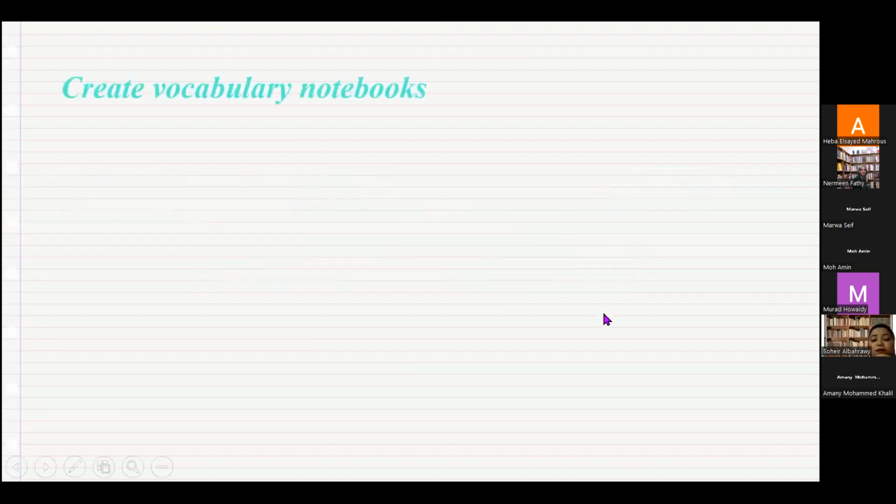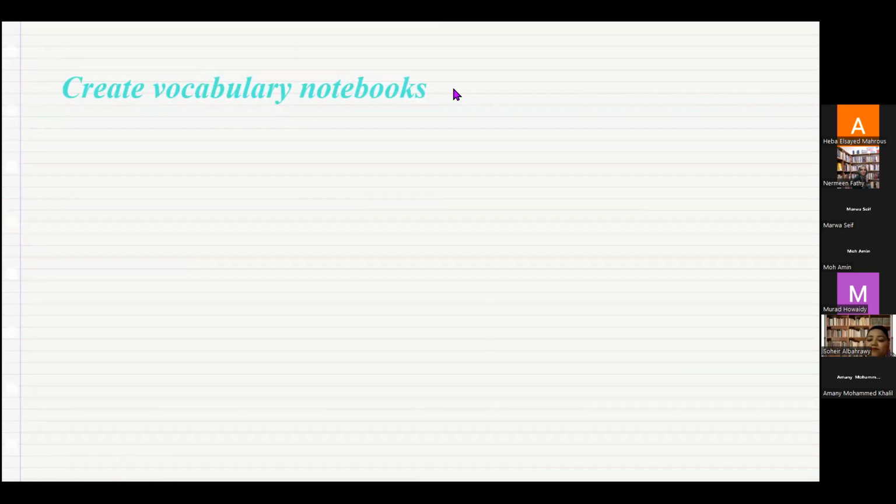Okay, you can ask the students to create a vocabulary notebook. Have you tried to ask your students to create a vocabulary notebook? Write in the chat box, what can they write in this notebook? Yes, dictionary. It is something like a picture dictionary or a personal dictionary.